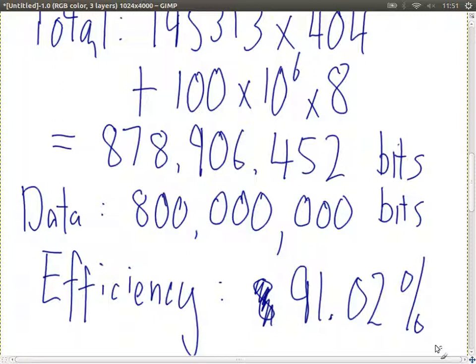Which is saying that 91.02% of the time we're sending real data, the other 9% of the time we're sending overhead, because the overhead contributes to that 78 million bits. So that was simply 800 million divided by 878 million to give our efficiency expressed as a percentage. And I think from that you can answer all of those parts of that question.